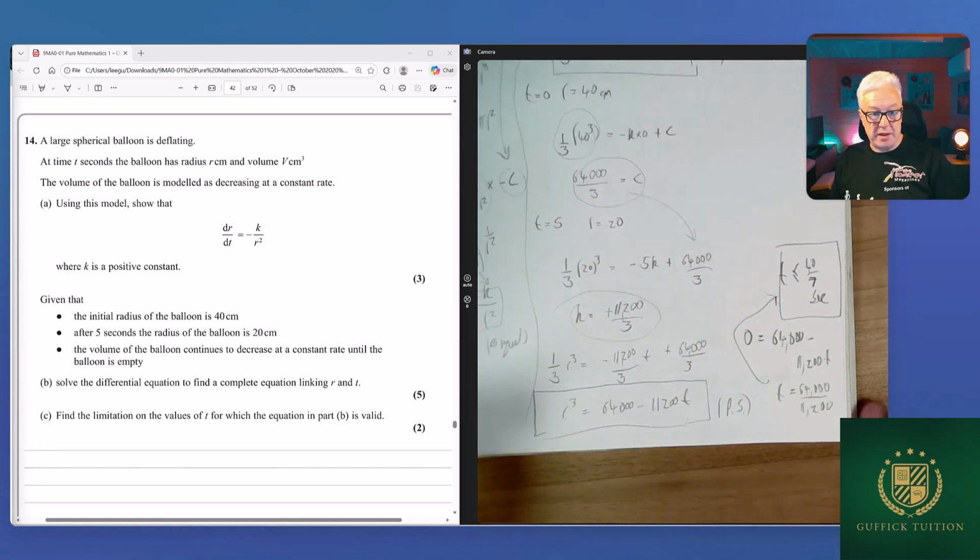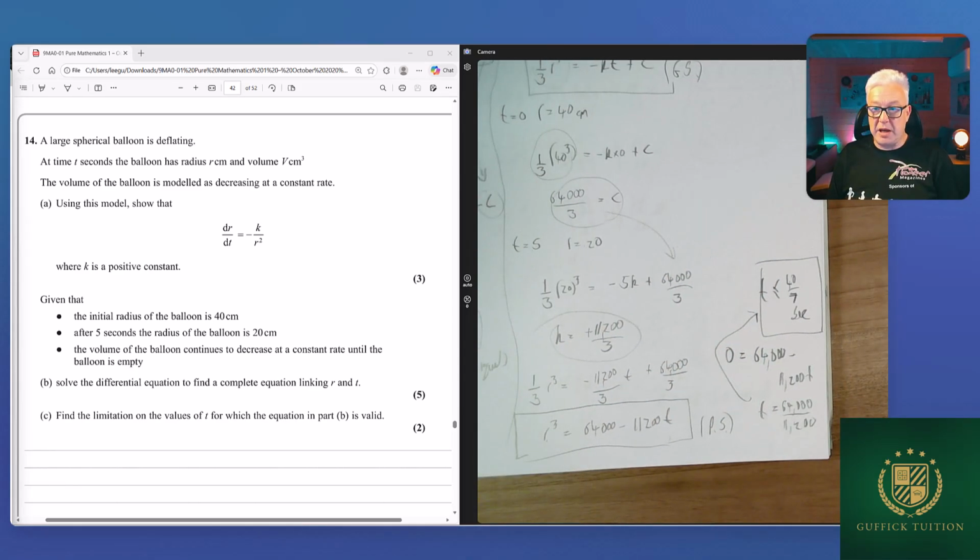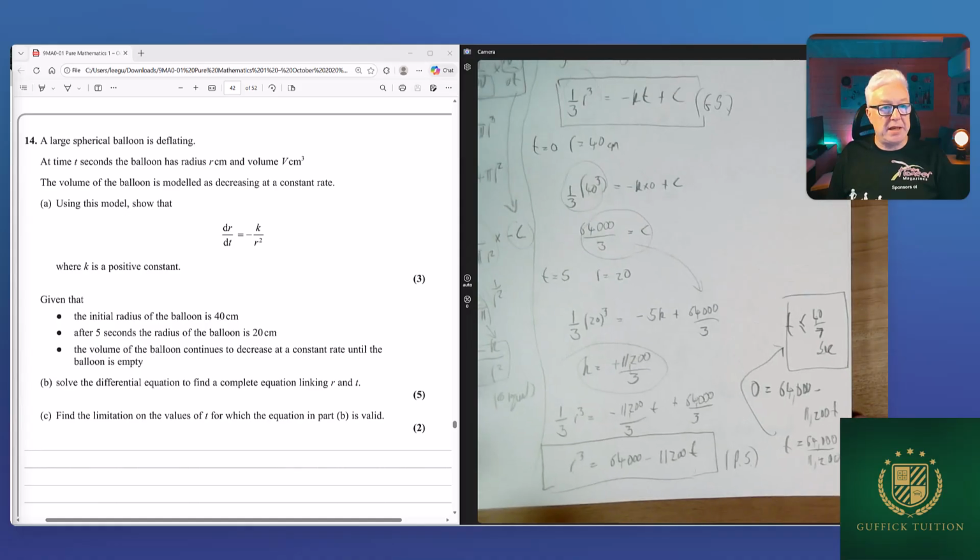Okay, so that's our limitation. The time has to be less than or equal to 40/7, because otherwise this model predicts a negative radius for the balloon, which doesn't make any sense.